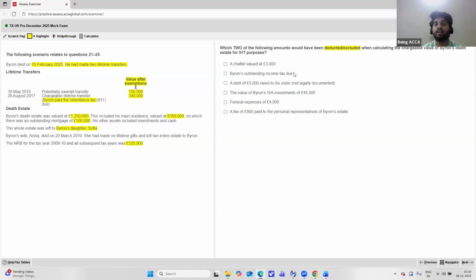Next, Byron's outstanding income tax due, because Byron was supposed to pay the income tax, but he has passed away before that. So this income tax due would have become payable, so it should be deducted from your death estate. So this is a right option.